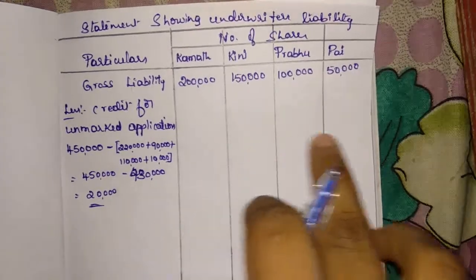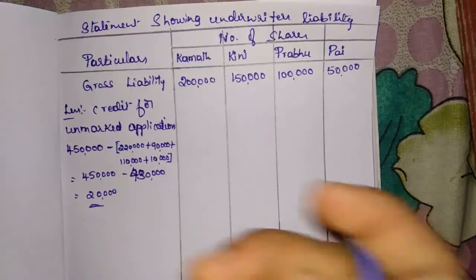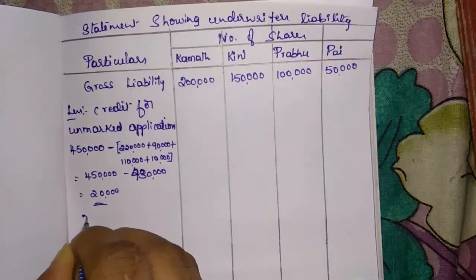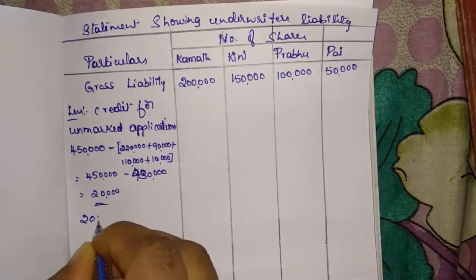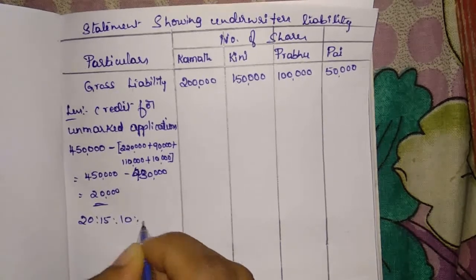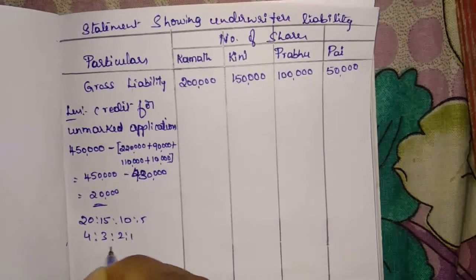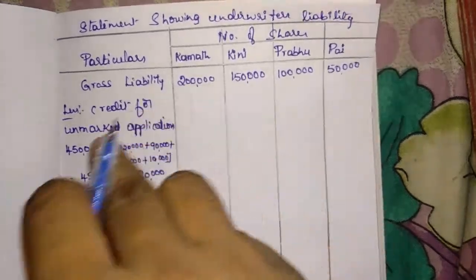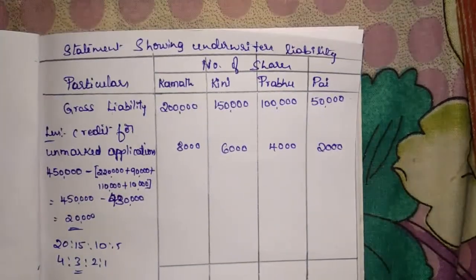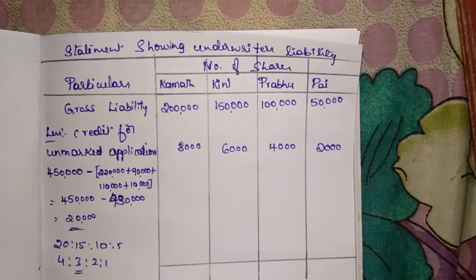unmarked applications are distributed between these 4 underwriters in a ratio. So what is the ratio? That ratio we are going to calculate on the basis of gross liability. Gross liability is 2 lakh, so we'll take it as 20, then 15, 10 and 5. So the ratio is 4:3:2:1. In this ratio we have to share the unmarked applications among the underwriters. That is 8,000, 6,000, 4,000 and 2,000.